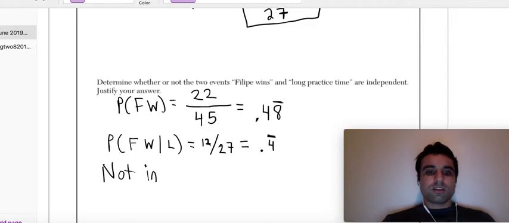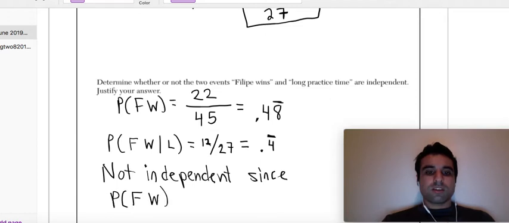Not independent, since the probability of Felipe winning is not equal to the probability that he wins given long practice time. That's all there was to it, guys.